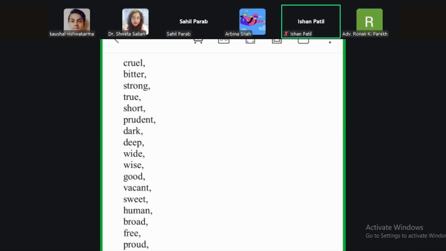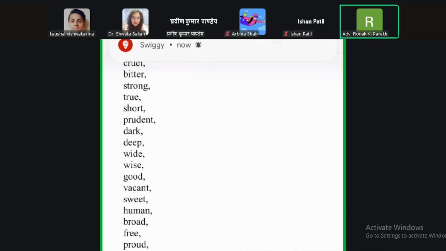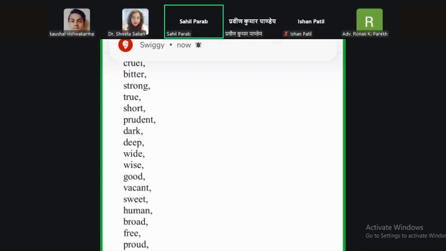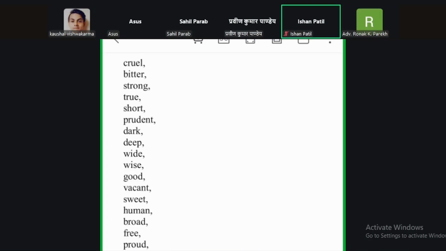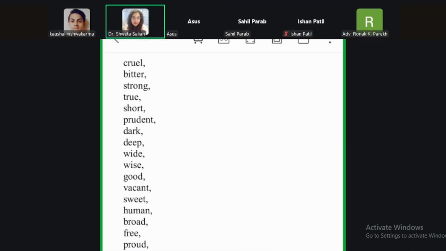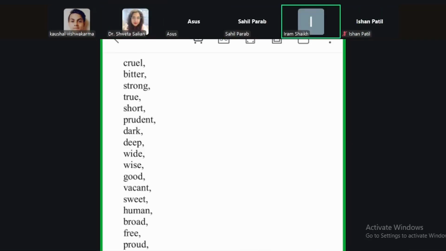Then darkness. That's simple. Deep, depth. Very good. Wide, width. Wise, wisdom. Very good. Then good, goodness. Greatness.